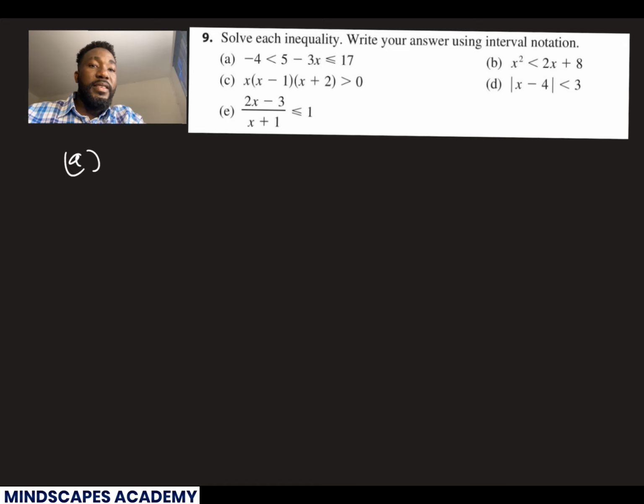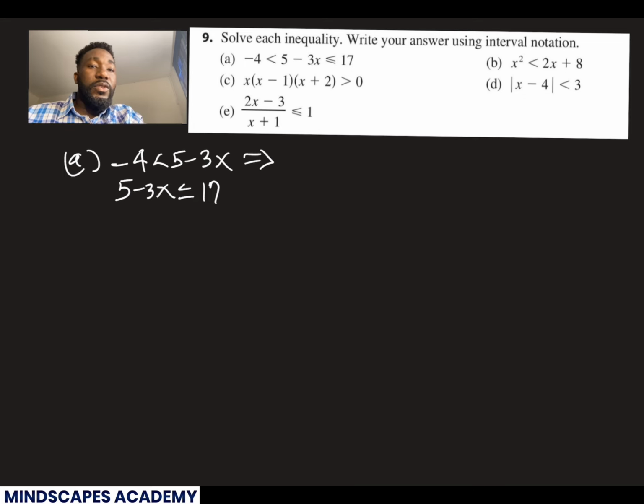So we can rewrite these as two problems. And the other one is that 5 minus 3x is less than or equal to 17. You can solve these separately, or you can solve them together. But probably solving separately, we make sure not to make any mistake.